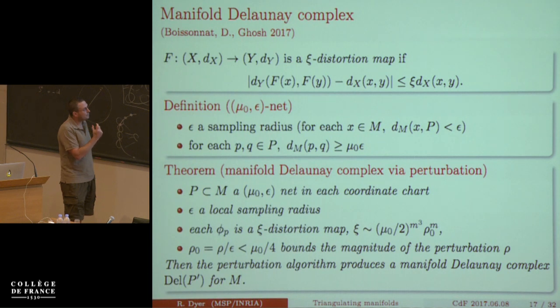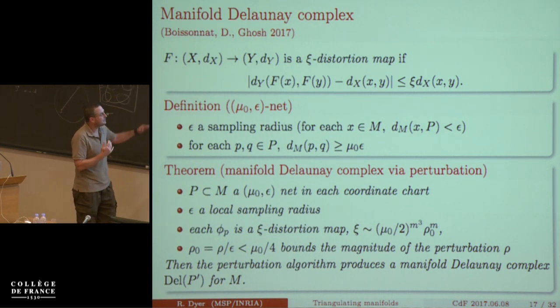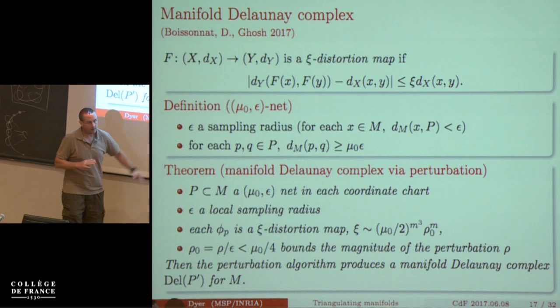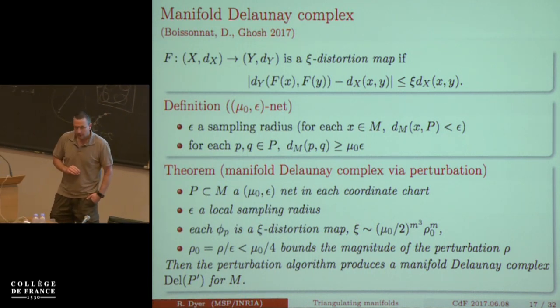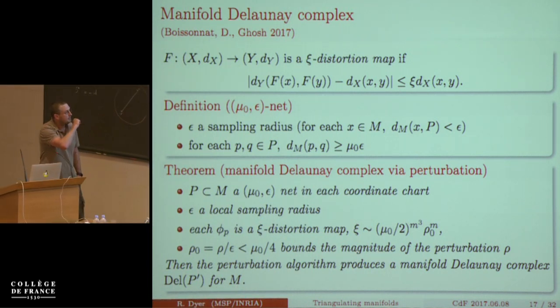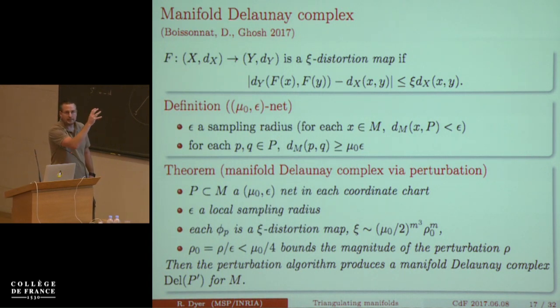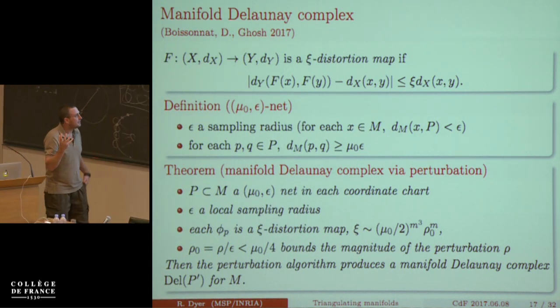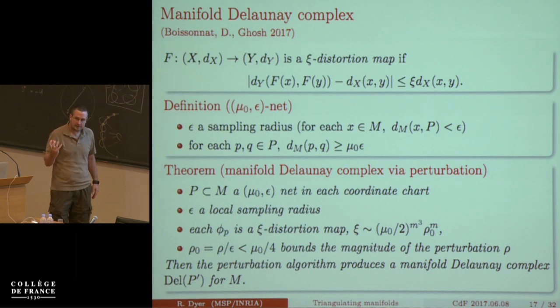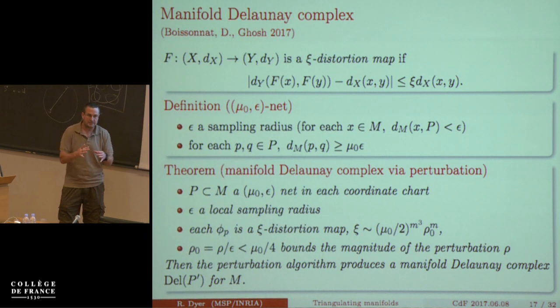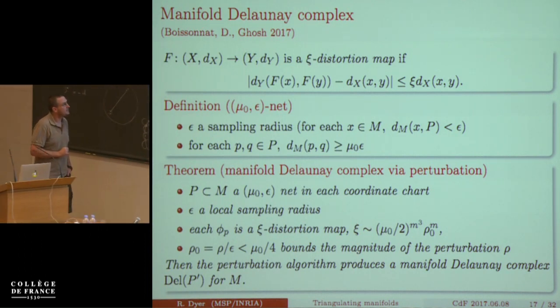Then the big thing that we need is this low distortion on the transition functions. At this time, I'm not talking about what epsilon is. The important parameter here is the low distortion. And generally to get low distortion, it means you need small coordinate charts. And we need to have epsilon small enough that we have enough points in that coordinate chart to make a local triangulation.